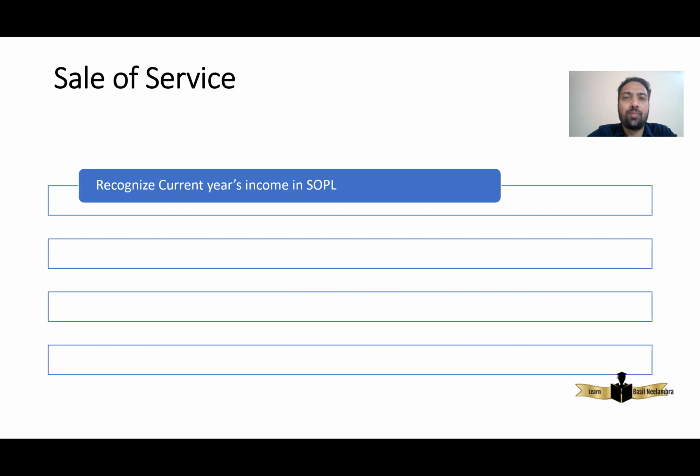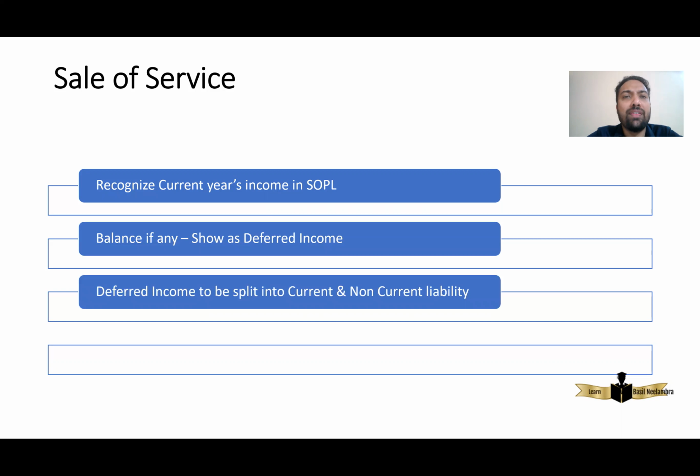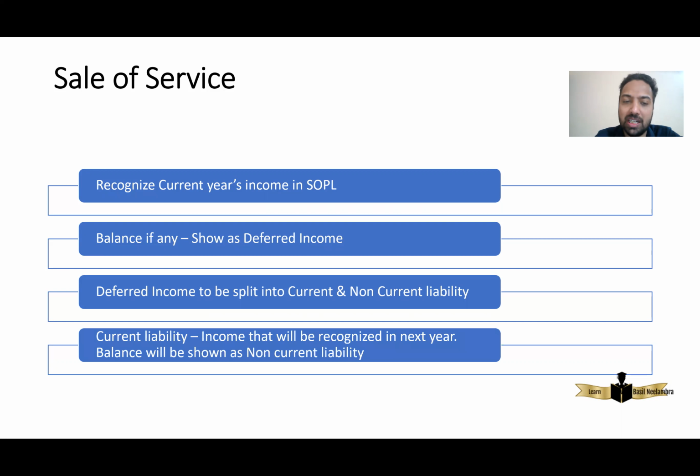Sale of product can be shown as an income in SOPL in the year of sale. But when you sell a product, they will say that you have sold a 3 year maintenance contract as well, or a 3 year service agreement as well, where you will receive an amount. You're going to receive the entire amount of the 3 year service agreement, the entire income of 3 years, in the year of sale of the product itself. But in the profit and loss account, you can only show this year's income. So any service income, only current year's income should be recognized in SOPL. Balance, if any, show as deferred income. And this deferred income should be split into current and non-current liability.